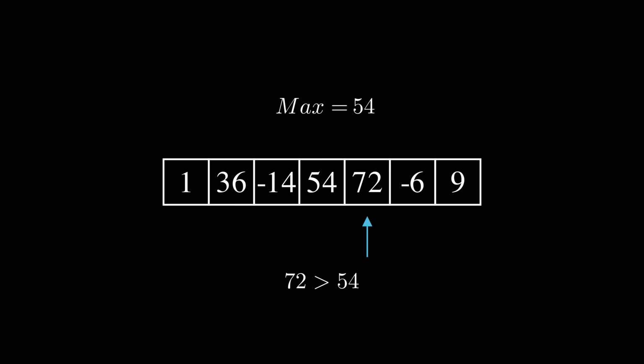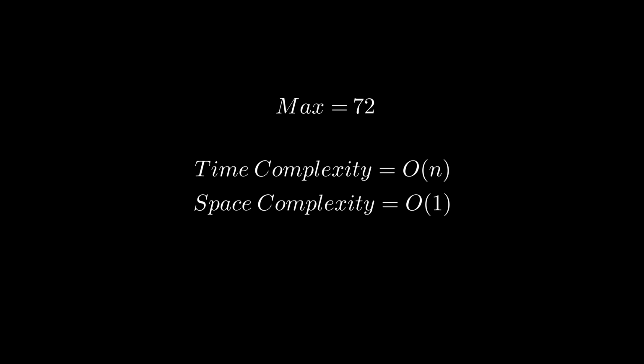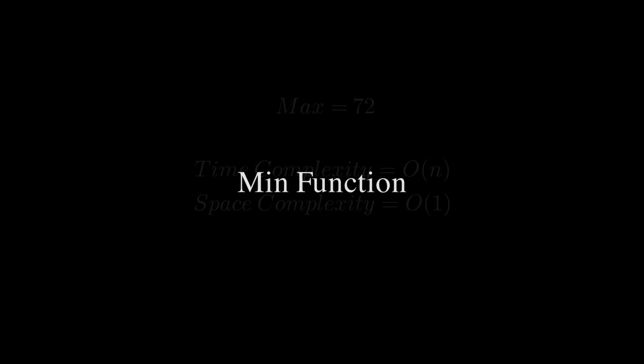72 is greater than 54, so 72 becomes a new maximum. Negative 6 is not greater than 72, so the pointer moves on to the next number. 9 is also not greater than 72, so we move on to the next number, but now that we've hit the end of the array, we can return 72 as the maximum number. The maximum function has a linear time complexity and uses constant space.